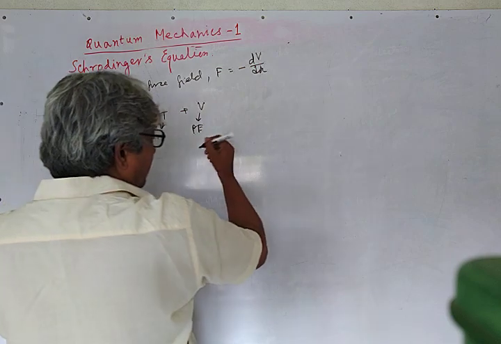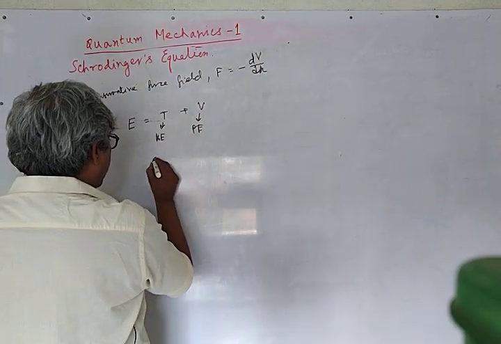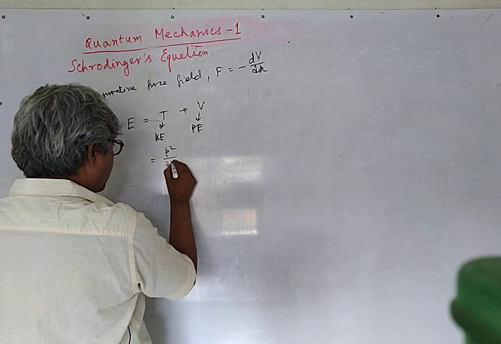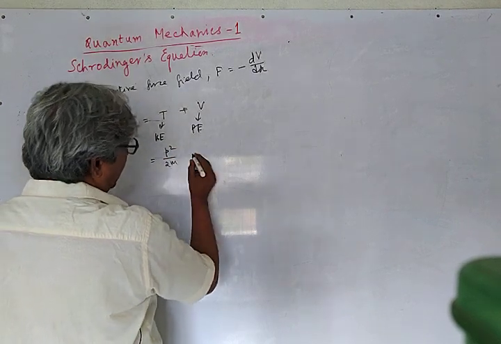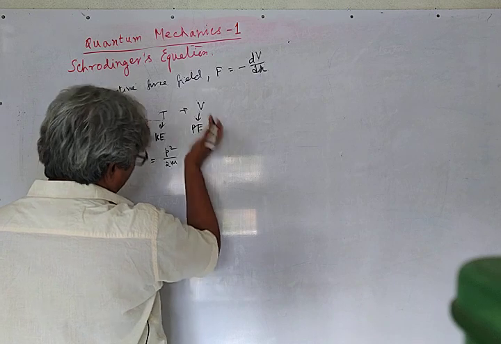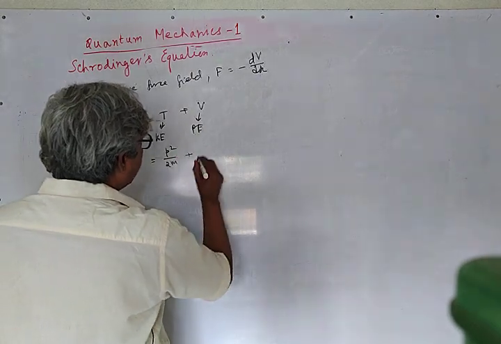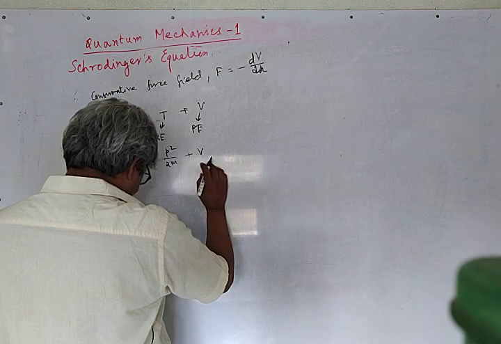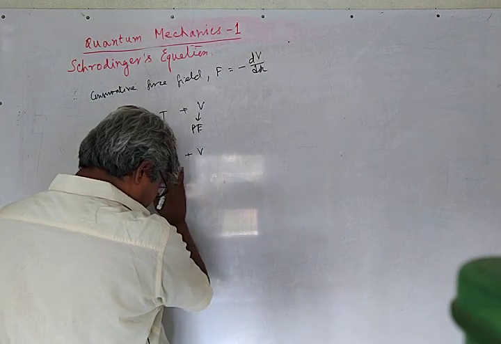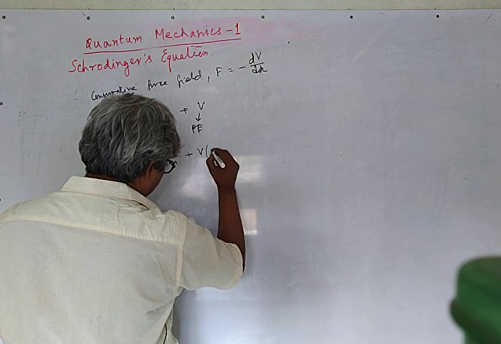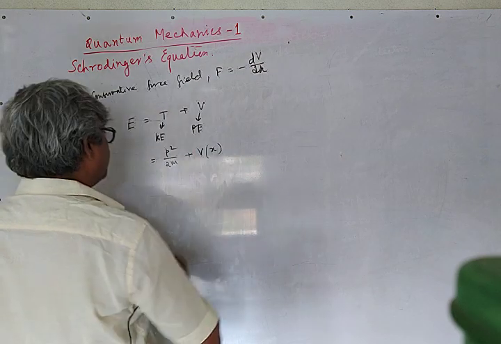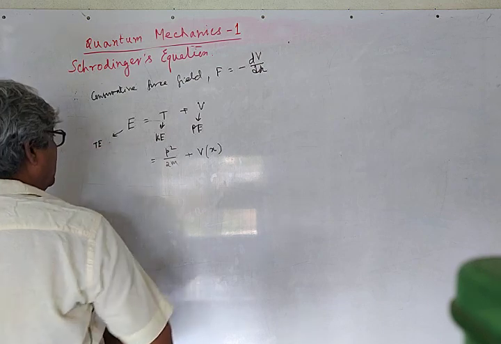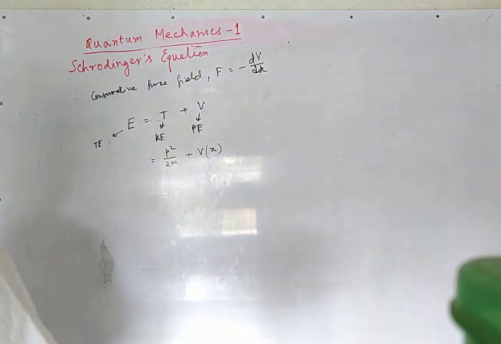The expression for kinetic energy is known. It is p squared by twice m for translational motion, and for rotational motion the expression will change. And the potential energy, since the force is conservative, does not depend on time, so it is this. And this is the total energy of the particle. So what shall we do first?